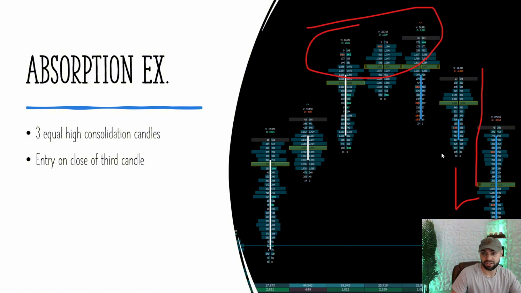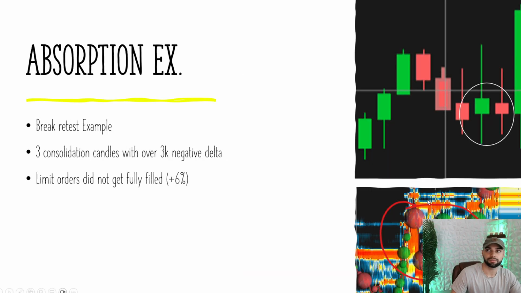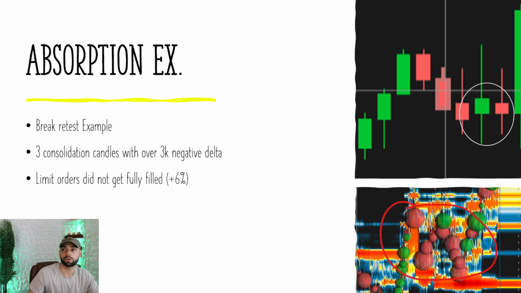Cherry pick. Right? For a break retest, break, right? You get absorption from sellers. Oh, you can't see it. Break, you get absorption from sellers. And what? There's some limit orders that did not get fully filled. So I size up a little bit, right? You get the 3 candles, equal lows, massive absorption. There's a 3K negative delta over that. Did not get filled, so we're in.